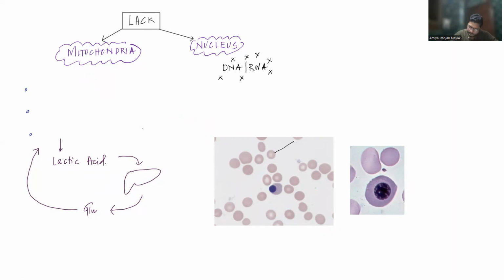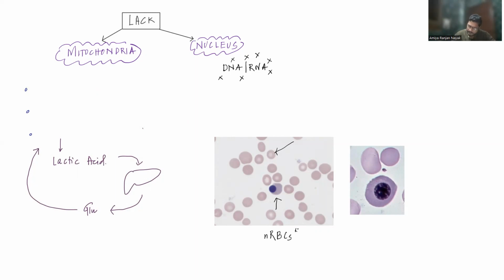That's why if you see a normal RBC, as you can see here, it doesn't have a nucleus. The nucleus always takes the blue color. The nucleus contains DNA and RNA, and DNA and RNA are basophilic, so they will take up the blue color. And you can see the normal RBCs do not have a nucleus. Sometimes in the peripheral blood, you may get this kind of RBC. These are known as NRBCs or nucleated RBCs.